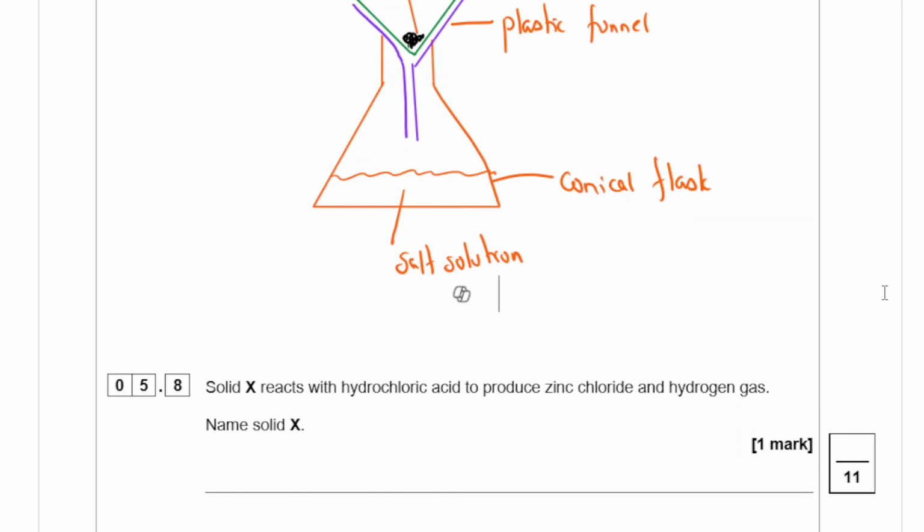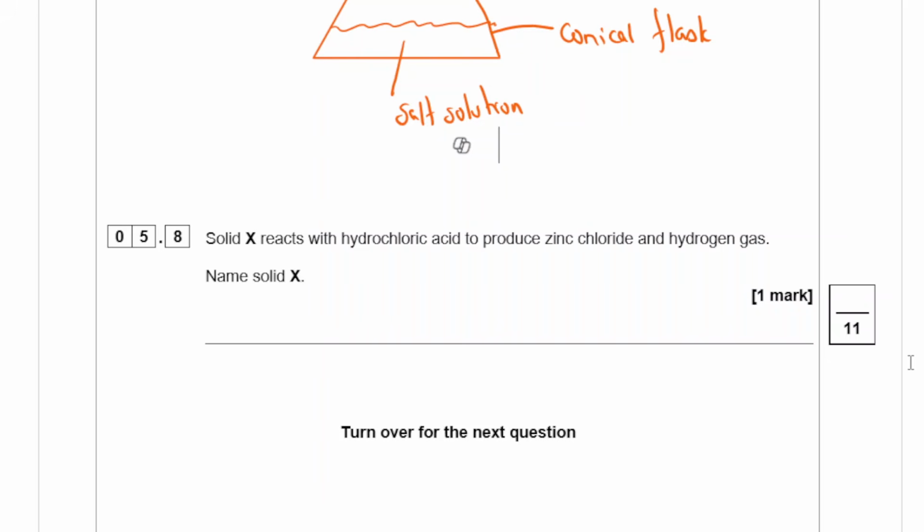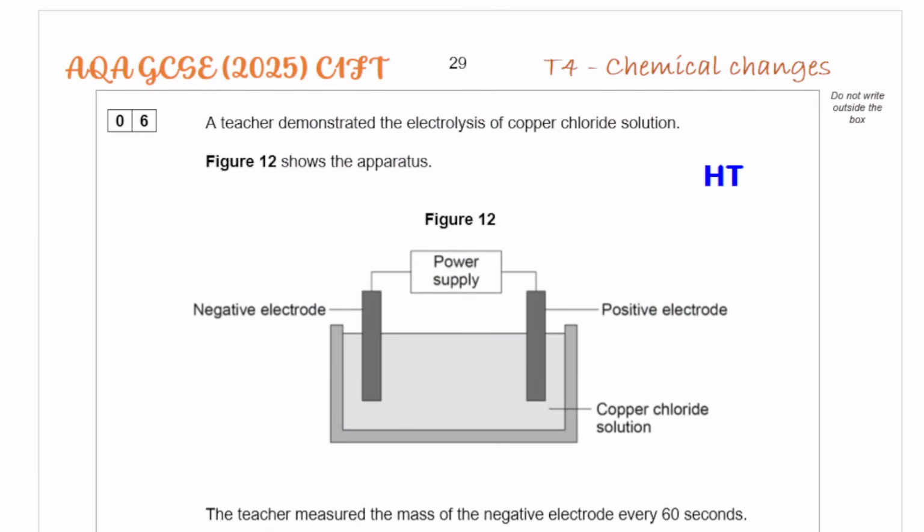So solid X reacts with hydrochloric acid to produce zinc chloride and hydrogen gas. Name solid X. Now if you're going to react with hydrochloric acid and you get zinc chloride, then the solid has to be the zinc, which is the metal. Zinc. That brings us to the end of question number 5. Now remember, question number 6 is the higher tier question, which is on chemical changes. I will do the video for this question separately and link it to the playlist.